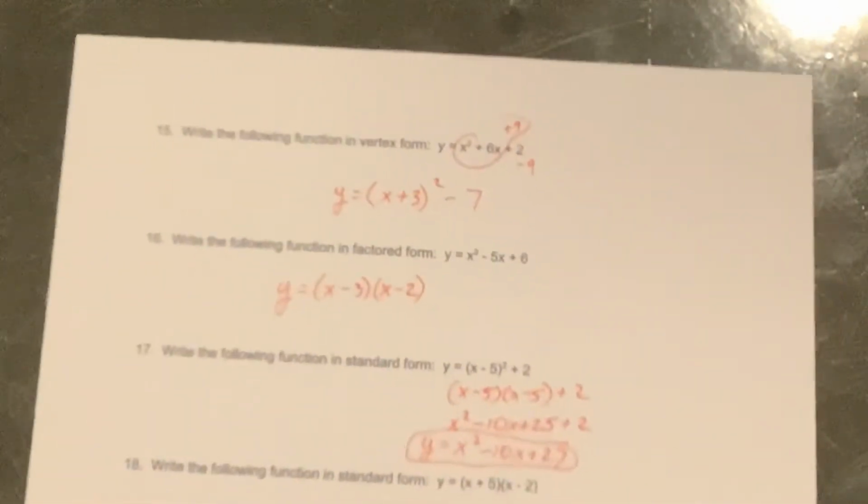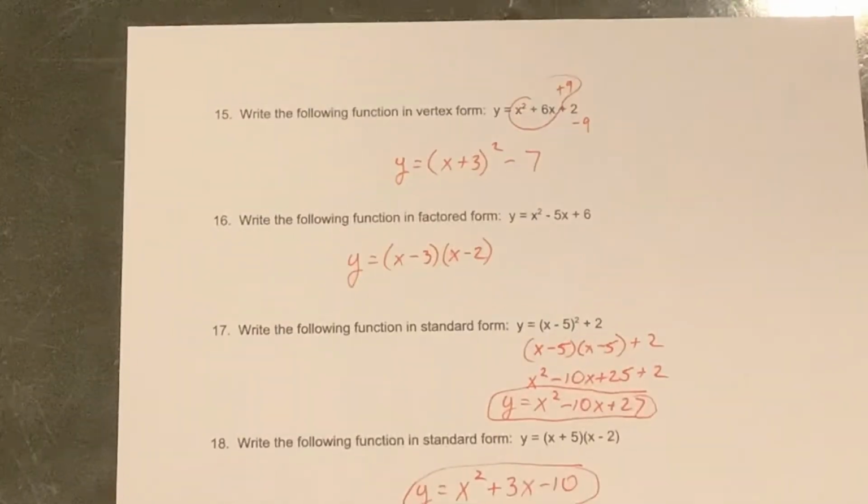All right, back again, review from last unit. If we look at these, we'll go through, I already have them done. We'll just talk through them. Number 15, we want to go from standard form to vertex form. So we're going to complete the square. Or you could always type into your calculator and see where the vertex is.